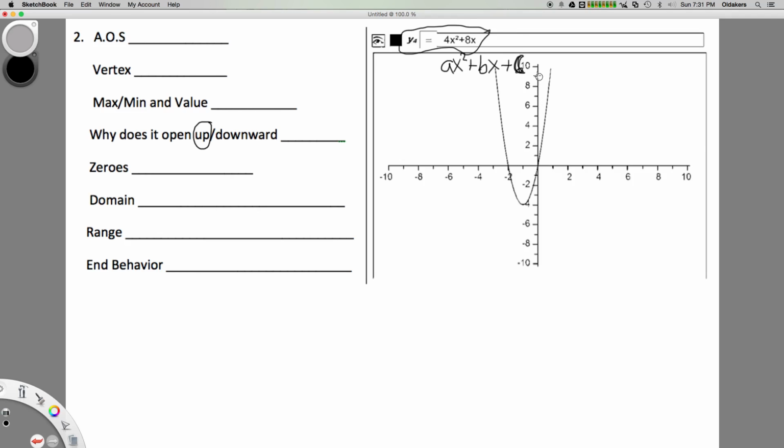Okay, let's get out the old eraser, see what we can do. Alright, let's try that again. Plus c. There it is. Alright, so, where was I?